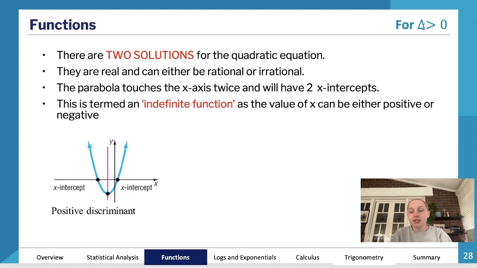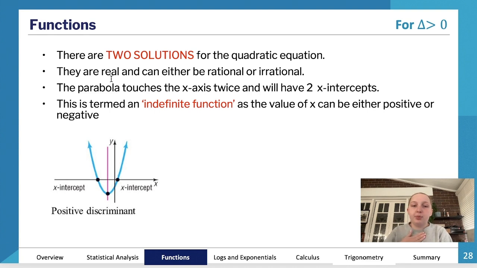So then the difference is when you've got discriminant or delta that's greater than 0, you're going to have two solutions for your quadratic equation. So again, if you're thinking of this in terms of your quadratic formula, you're going to have plus and minus, and it's going to make a difference whether you plus or you minus whatever your discriminant is. And that's how you end up with two solutions. Your solutions will be real, and they may be rational or irrational.